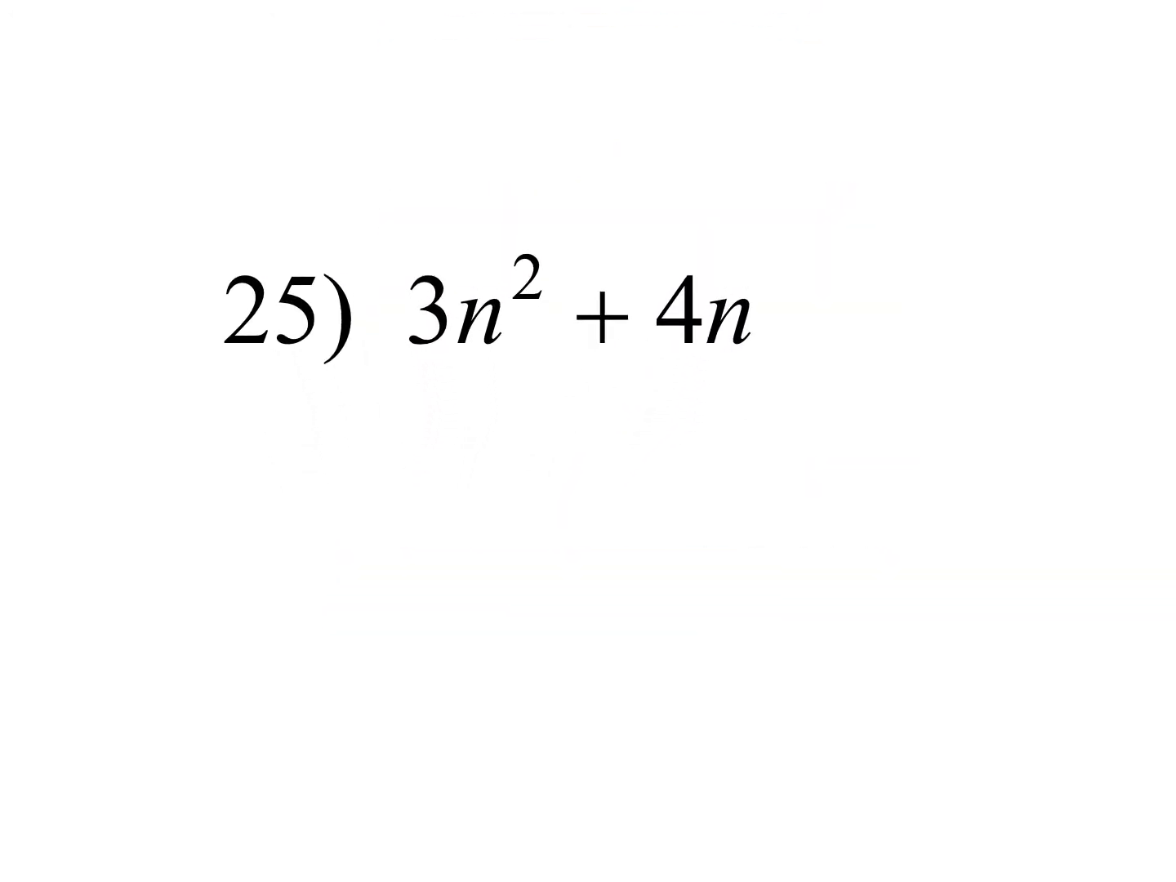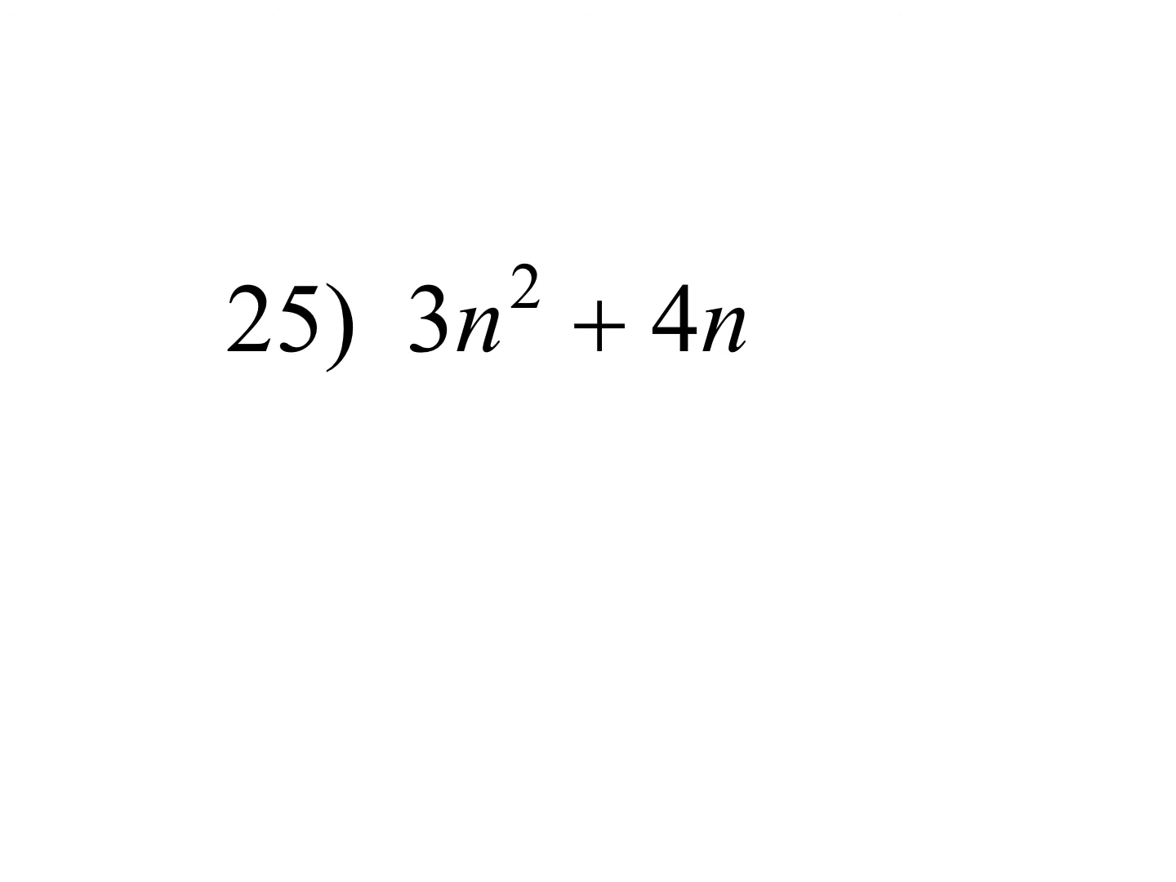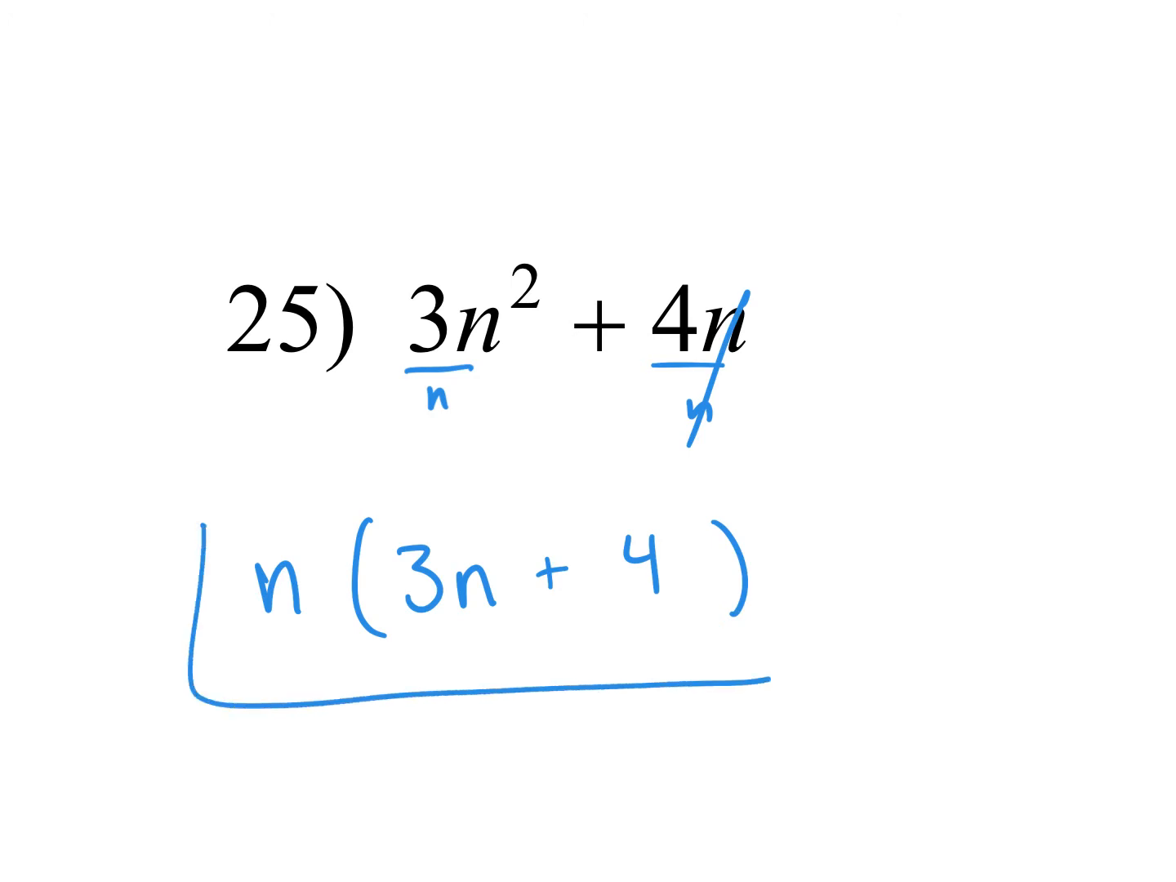So 25 is only 2 terms. Do I have a greatest common factor that I could take out? N. So I can divide these both by n. So n comes to the outside. I'm not taking out any numbers so that 3 stays the same. If I have 2 n's and I take 1 away, how many am I left with? Just 1 n. And then the 4 stays the same. And if I have 1 n and I take 1 away, I have none. So this would be my answer. I can't factor it anymore because it's only 2 terms. Any questions here?